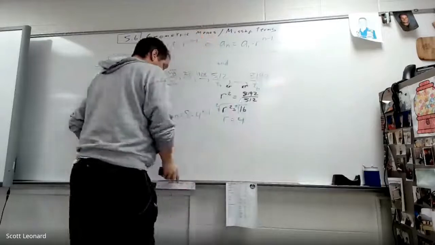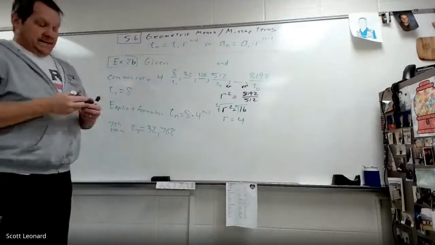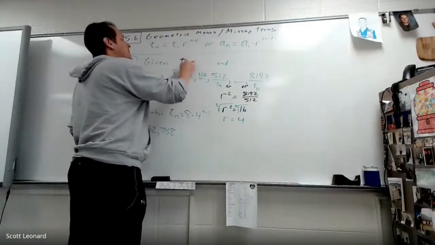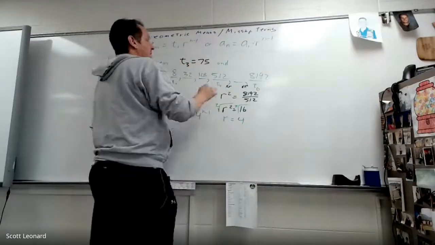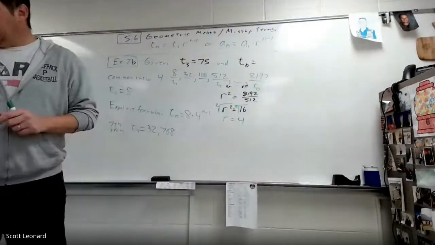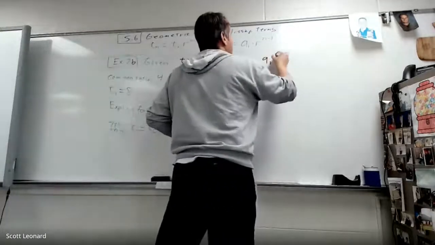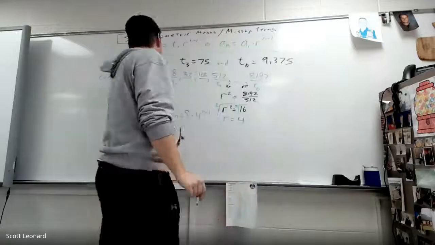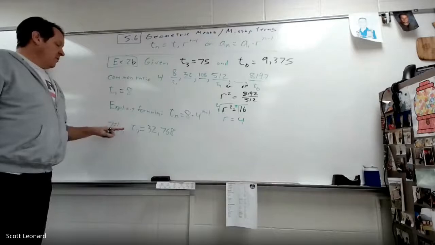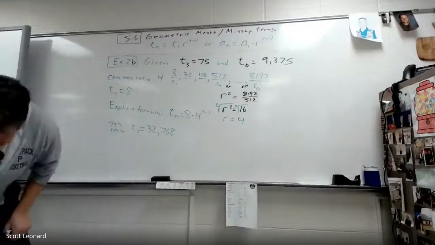Okay. So I just gave you the 4th term and the 6th term. This time I'm going to give you the 3rd term and the 6th term. So T3 is 75. And T6 is 9,375. Same thing. Find the common ratio, find the first term, find the explicit formula, find the 7th term. I'm going to give you about 3 minutes to do the whole problem, start to finish.